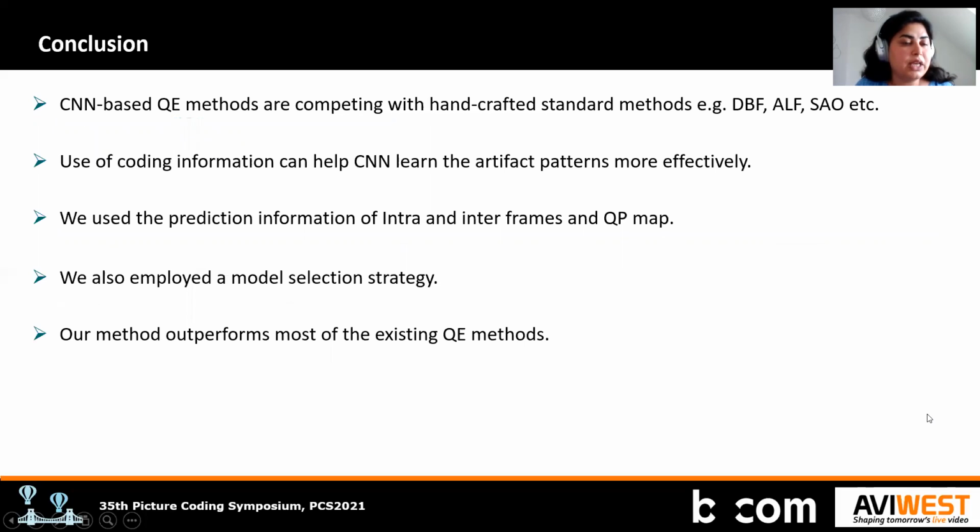So to wrap up this presentation, you observed that the CNN-based quality enhancement methods are competing with handcrafted standard methods like DBF, ALF, and SAO. And you also saw that the use of coding information can help CNN learn the artifact patterns more effectively. In our quality enhancement method, we use the prediction information of intracoded frames and the motion compensation signal from intercoded frames, and also the quantization parameter. We also adopt a model selection strategy, and you observed that our method is outperforming most of the existing quality enhancement methods.